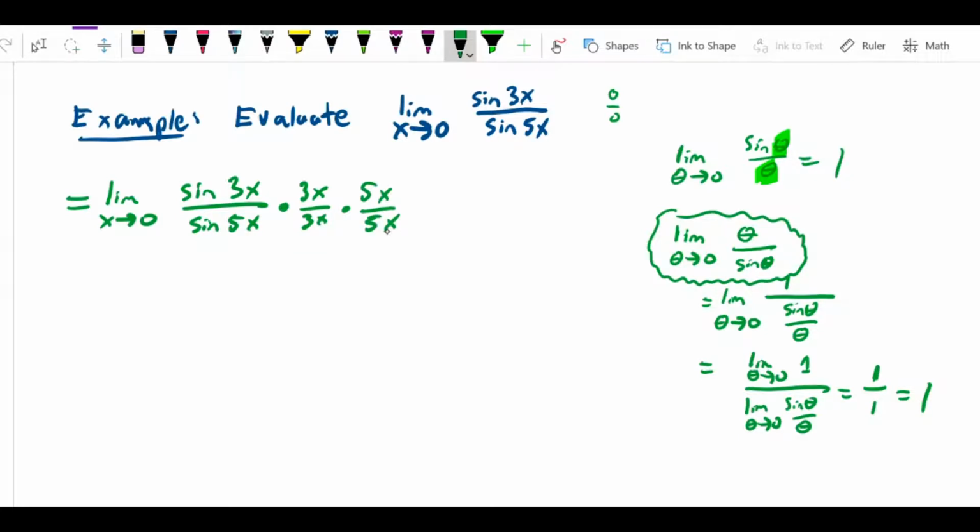Now, why did I do that? Well, basically because I can. I mean, it's certainly the case that all I'm doing here is multiplying the expression by 1. 3x over 3x is 1, and so is 5x over 5x, but that's going to help me get into the form that I need. So let's rewrite this a little bit.